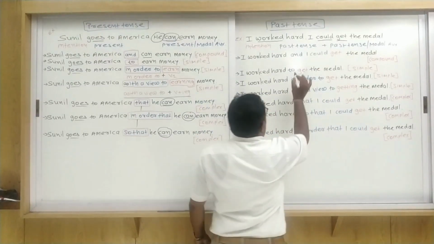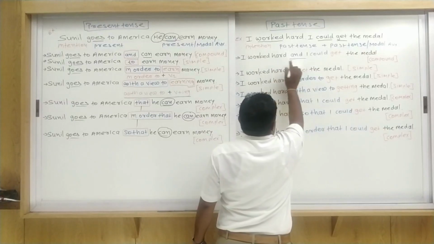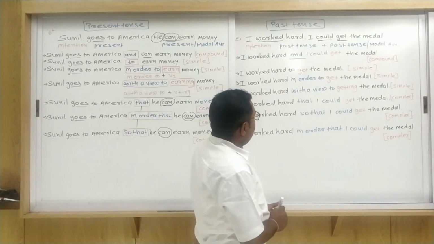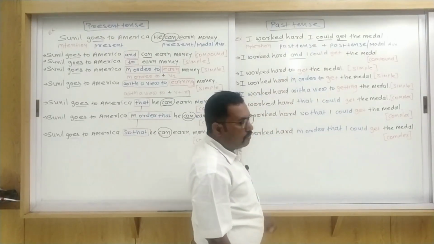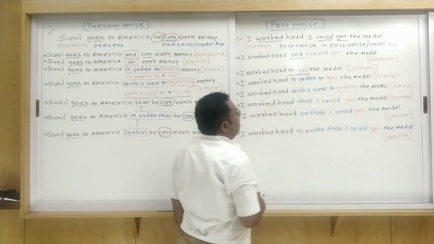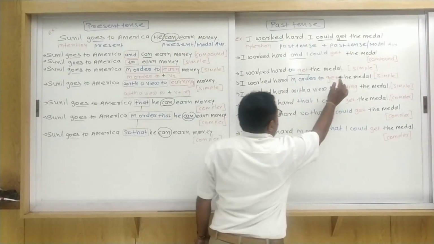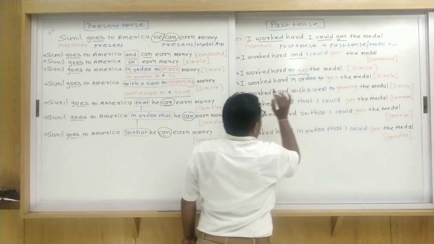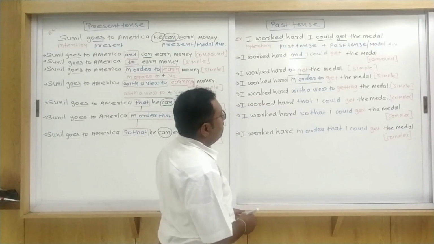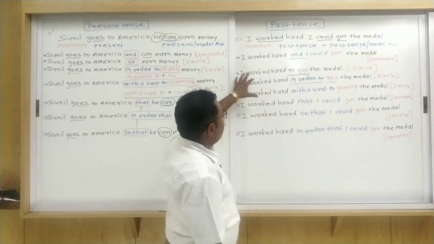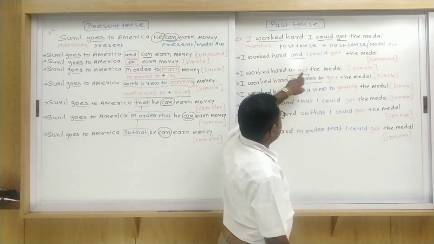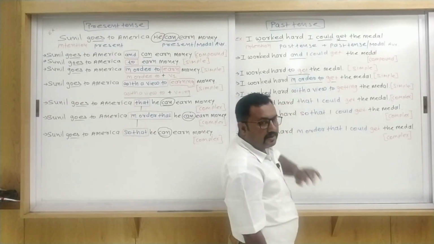Now I use and. So I work hard and I could get the medal. Now we try to use to. So I work hard to get the medal. That is a simple sentence. And another simple sentence is with in order to. So I work hard in order to get the medal. Please keep in mind that after modal auxiliaries we use V1 get, to plus V1 get, in order to plus V1 get.